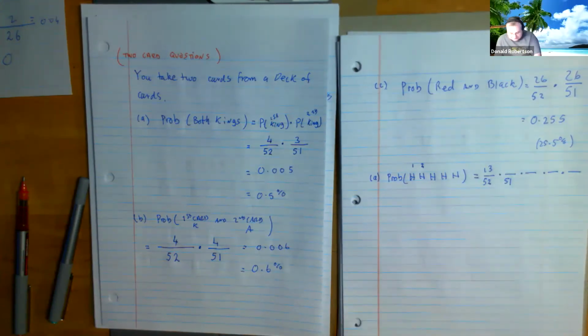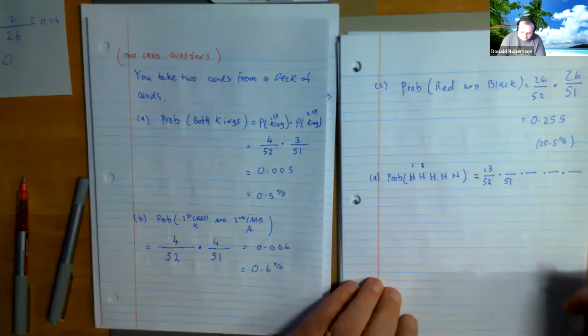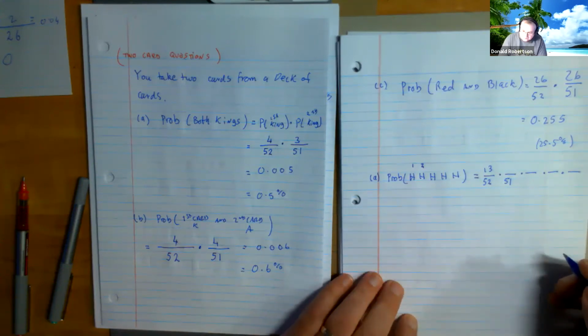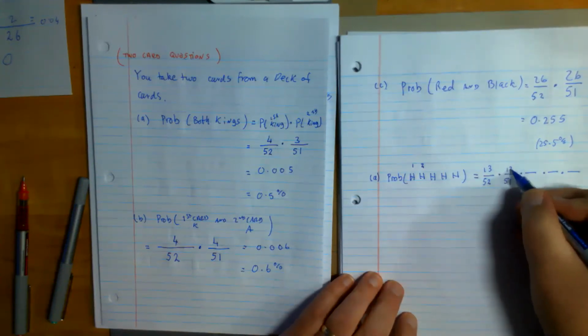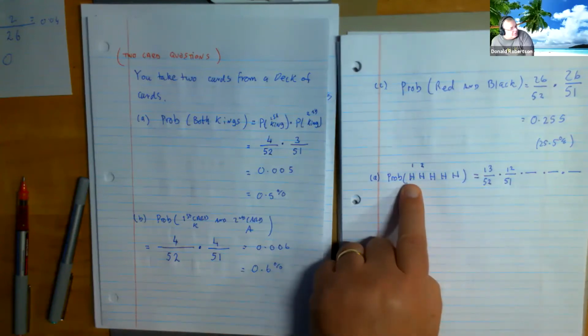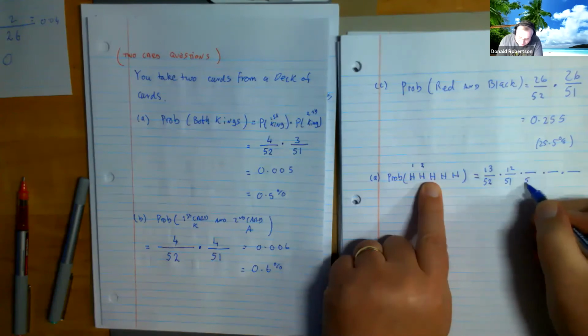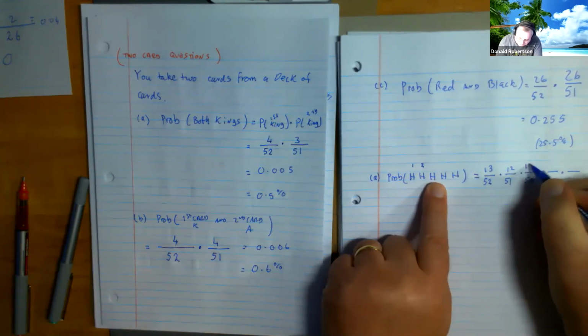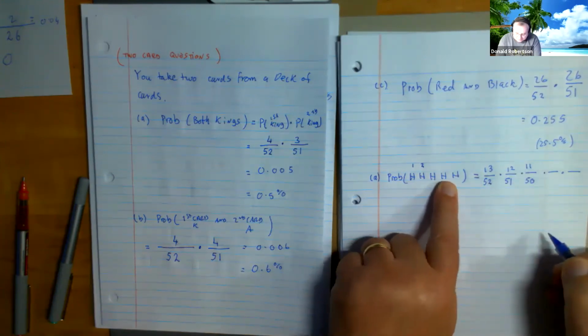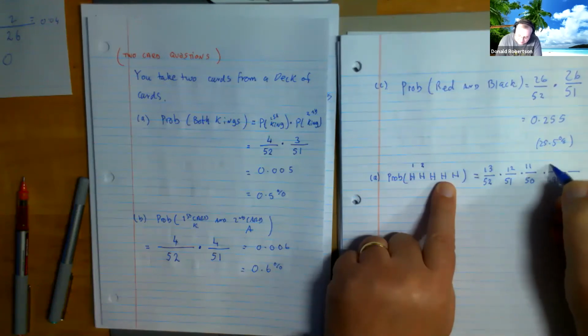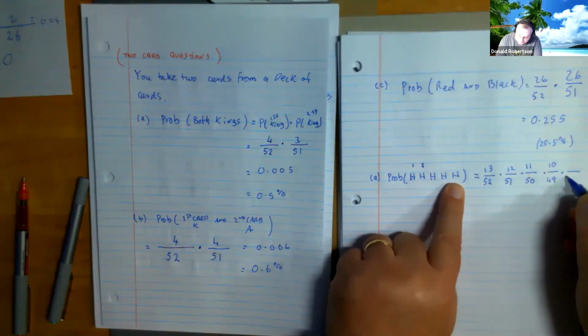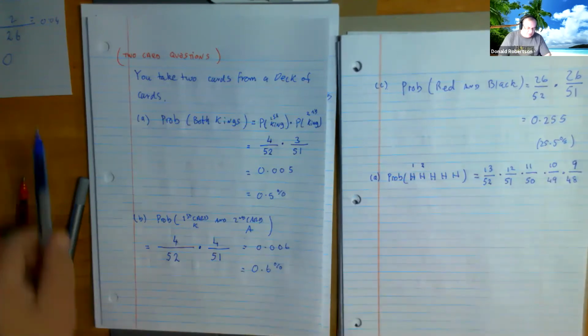How many of those 51 cards are hearts? 12. Because haven't we eaten a heart up as well? So we've done 2. On to the third one. There's 50 cards left, but won't 11 of them be hearts? Then there's 49 cards, and there's 10 of those. And then finally there's 48, but there's only 9 of those.